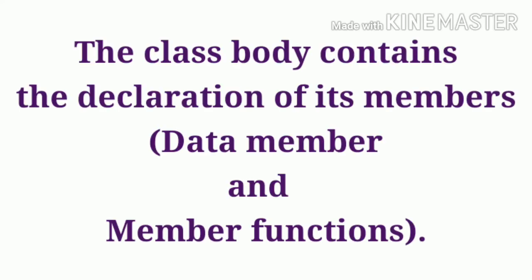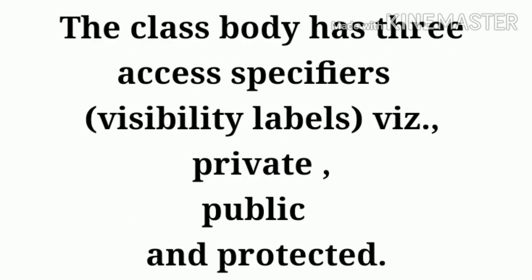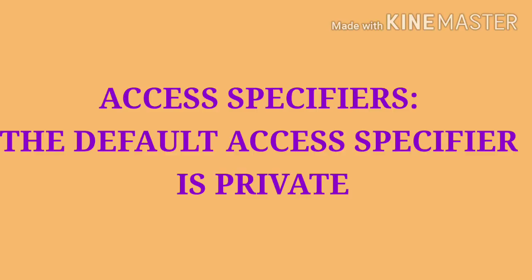It includes data members and member functions, which have three access specifiers, that is private, public, and protected. Suppose we don't give any access specifier, the C++ compiler automatically takes the access specifier as private. That is the default access specifier of a class.